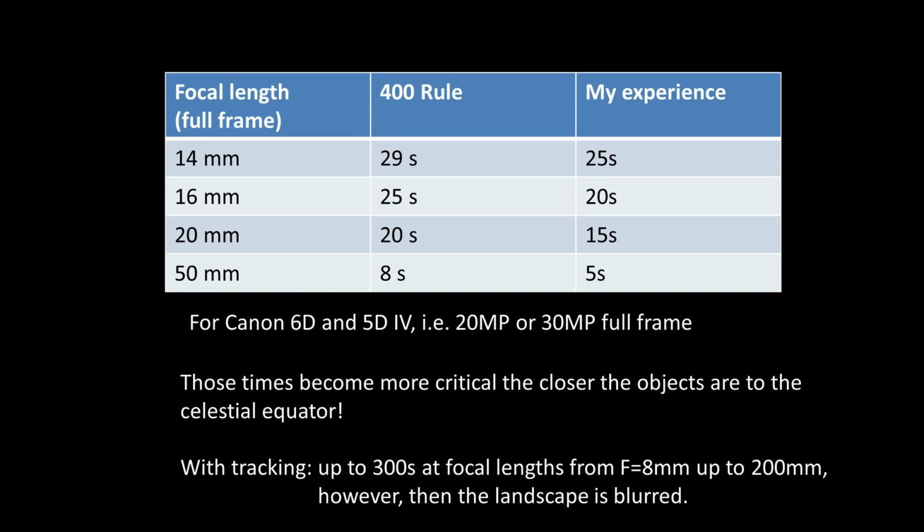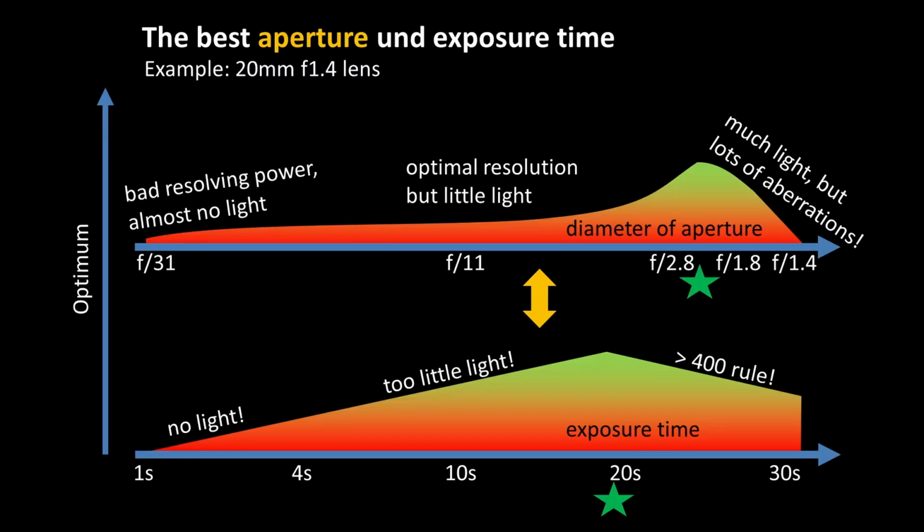Of course, if you have a tracker, then you don't have those time limits. Then you can expose for much longer times. I myself did exposures of up to 300 seconds for focal lengths of up to 200 millimeters. Of course, then only the stars will be sharp and the landscape will be blurred. Okay, now to the next thing to consider, and that is the aperture.